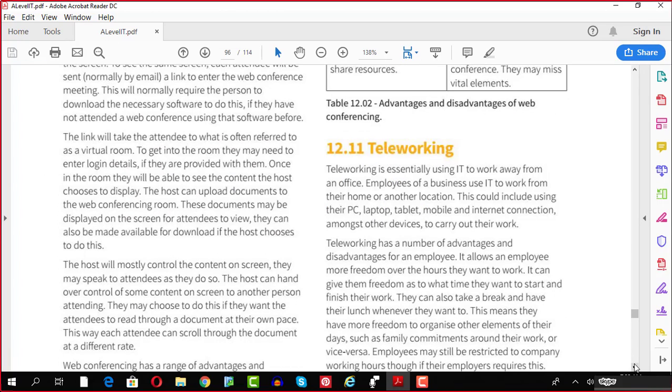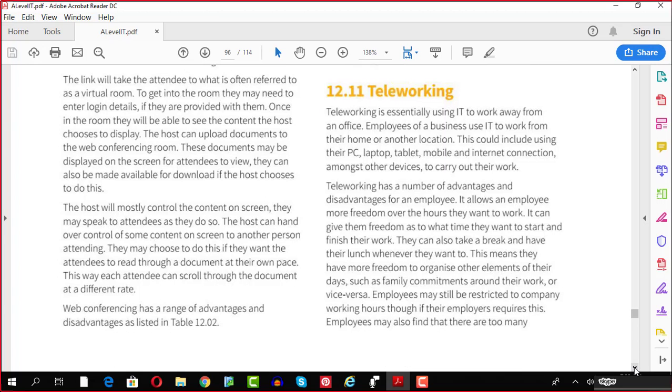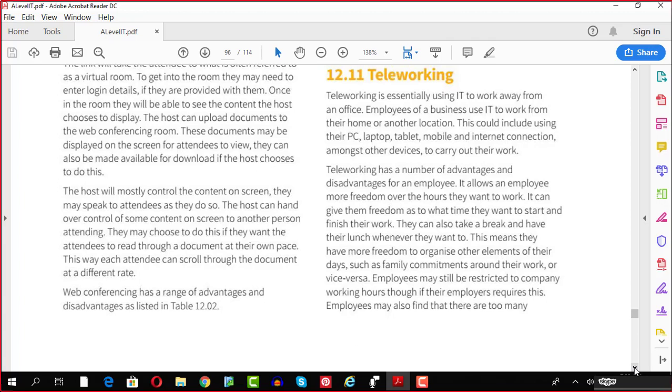Teleworking basically means when you work from home. Okay, teleworking is becoming very famous nowadays, because there are so many jobs that could be done online and you don't have to travel. Okay, including now education as well.